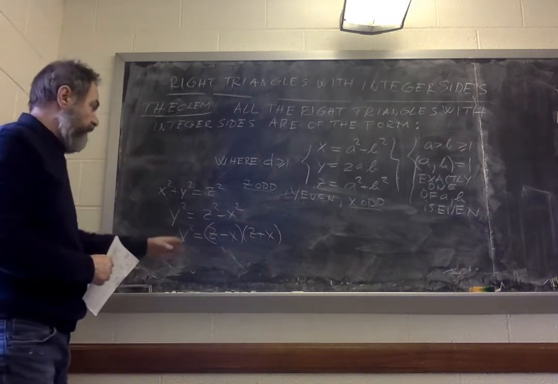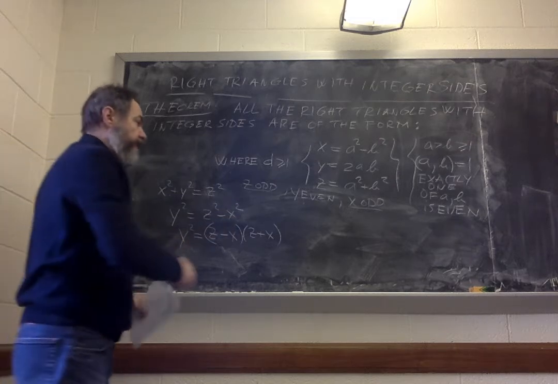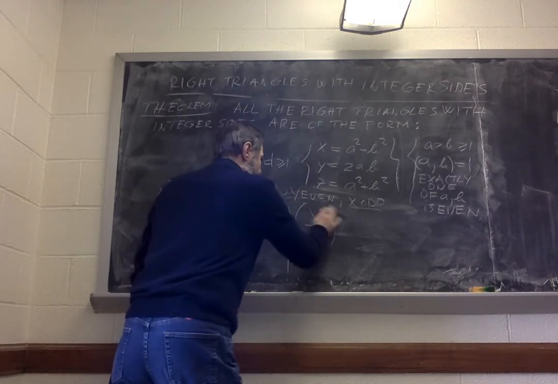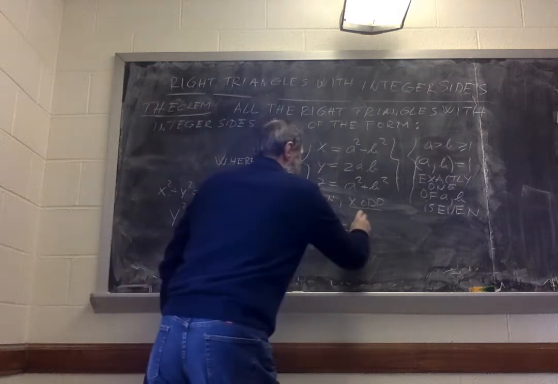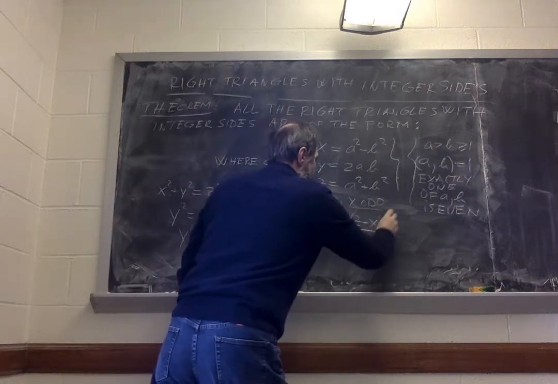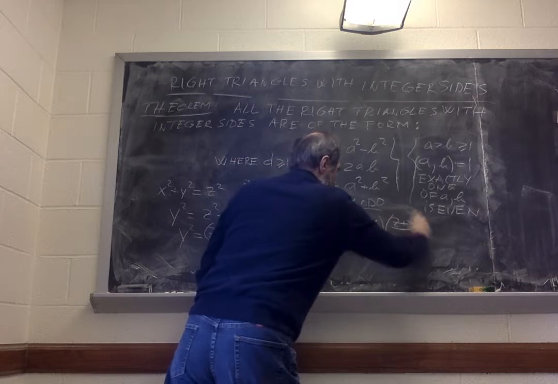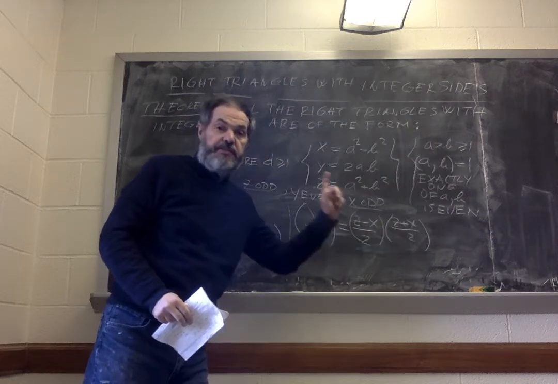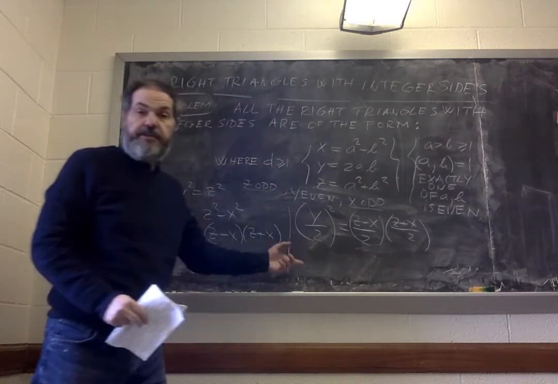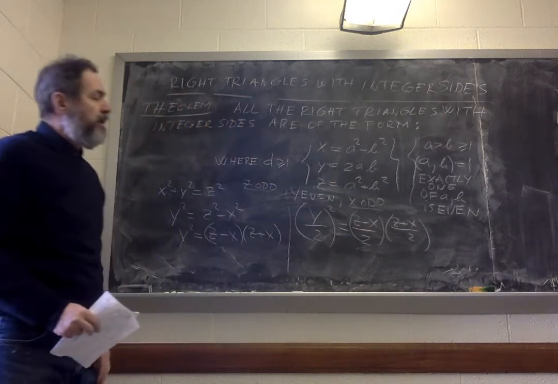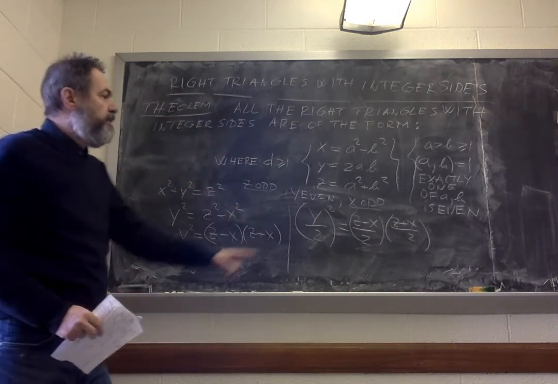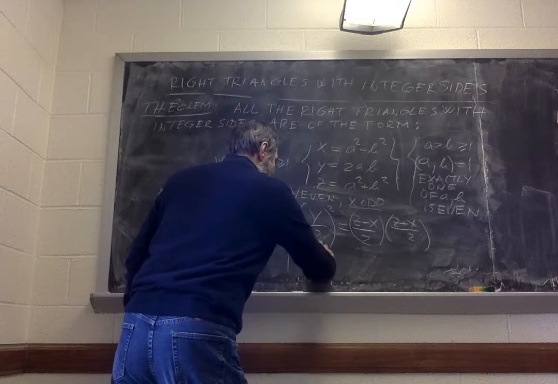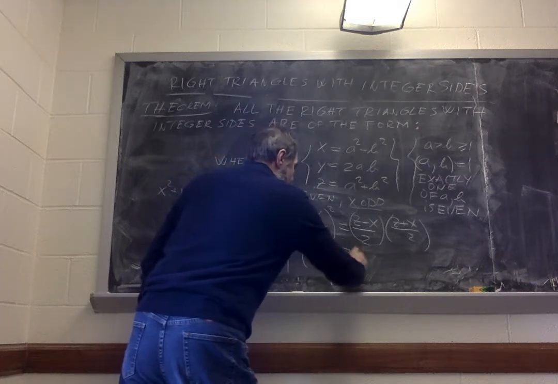So what I can do now, I divide this equation by 4, and I write it in this form. y over 2, this quantity squared, is equal to z minus x over 2 times z plus x over 2. And these numbers are integers. We just saw that z plus x is even, z minus x is even, and y is even. So we can divide like that. Okay, one more trick. These two numbers now are relatively prime: z minus x over 2 and z plus x over 2.